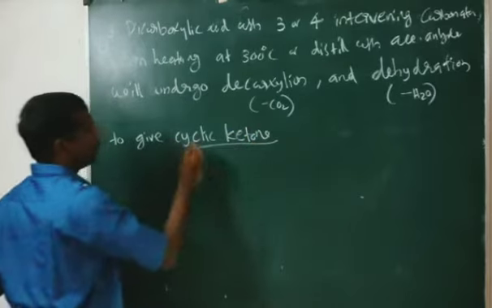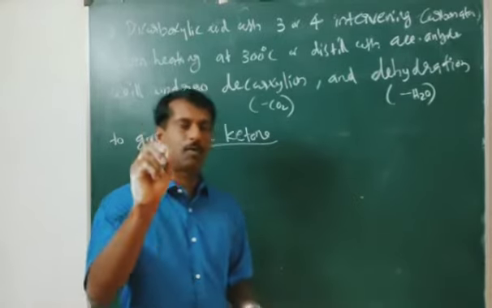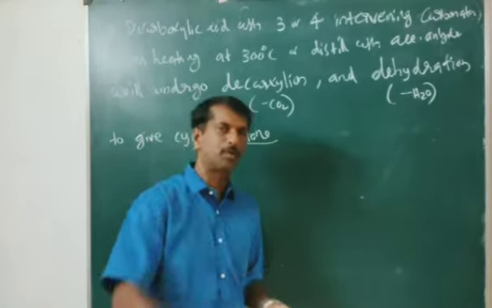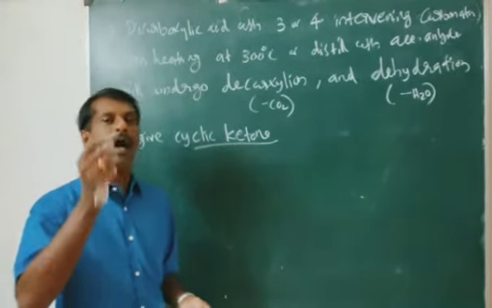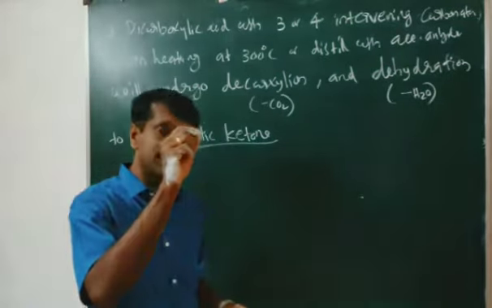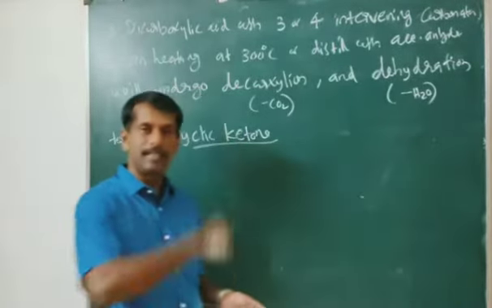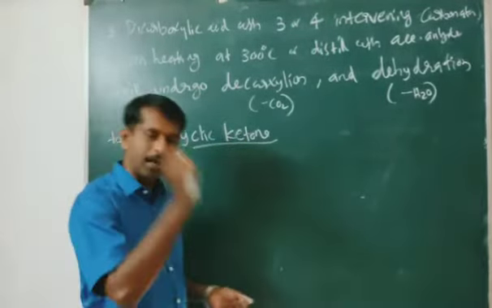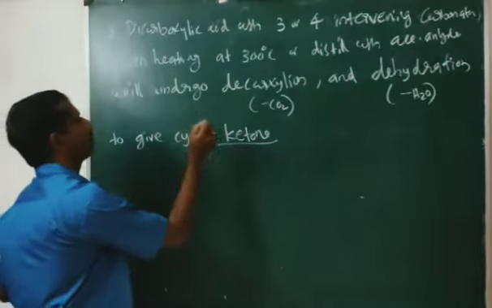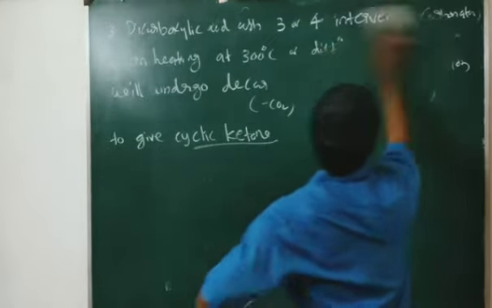Okay. So once again I repeat, 0 or 1 intervening carbon atom will undergo decarboxylation, that means elimination of carbon dioxide only, then will give monocarboxylic acid. In the second case, 2 or 3 intervening carbon atoms will undergo dehydration, that means elimination of water molecule only, then will give cyclic anhydride. In the third case, you can see that both carbon dioxide and water molecule are eliminating, and what we get is cyclic ketone. So let us go through some examples.